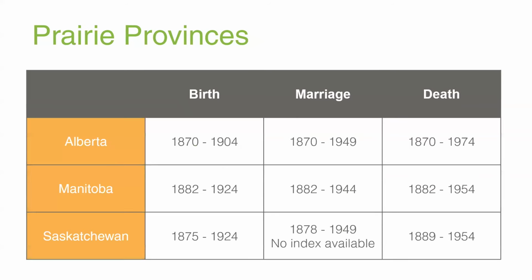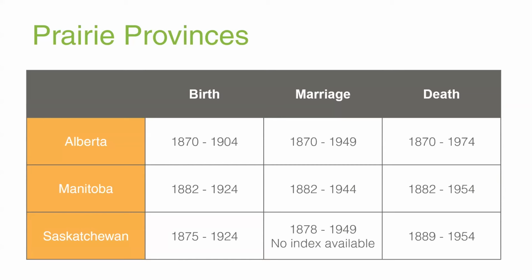The next region is the prairie provinces. This includes Alberta, Manitoba, and Saskatchewan. All of these records have some great listings, great marriages, great births and burials. However, most of them you have to order. So you might be able to access some indexes online, but then you have to order them from the provinces to be able to have the full record, which is great because they have them.